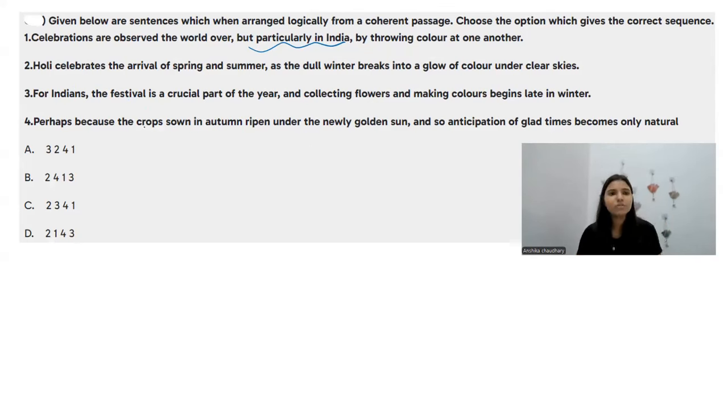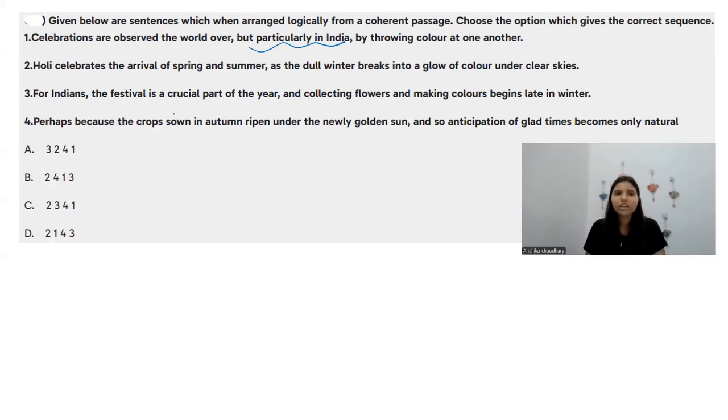Okay, let's come here now. Holi celebrates the arrival of spring and summer as the dull winter breaks into a glow of color under clear skies. Okay, so it is kind of initiation of a sentence, right? So it can be the first statement.